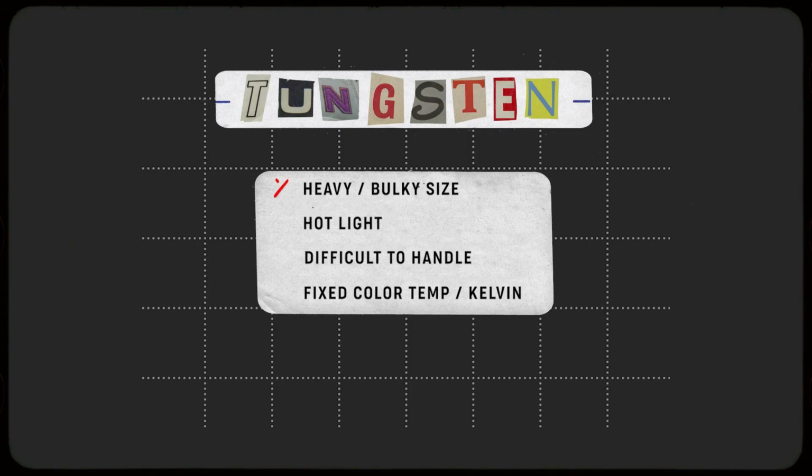One of the downsides of tungsten units is their weight. They're heavy, they get really hot. Even just touching one of these things once it's been on for a few hours is a recipe for disaster without gloves. Another bummer about these lights is they are a fixed color temperature. By design, tungsten is 3200 Kelvin.